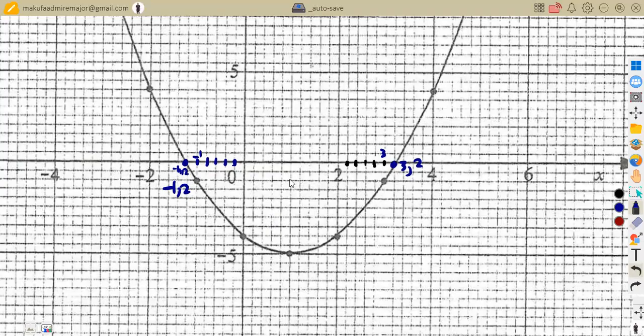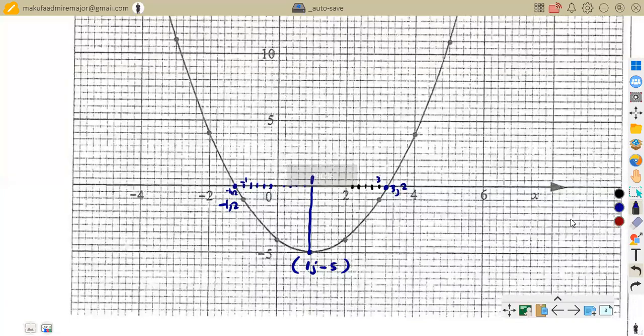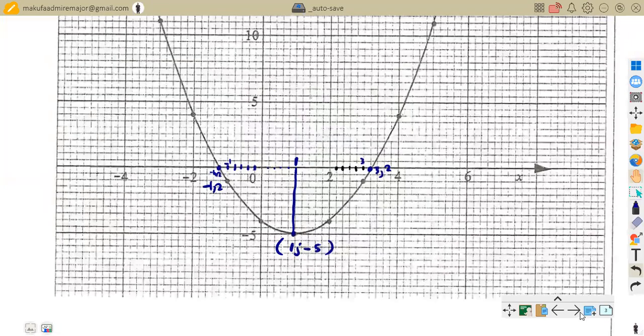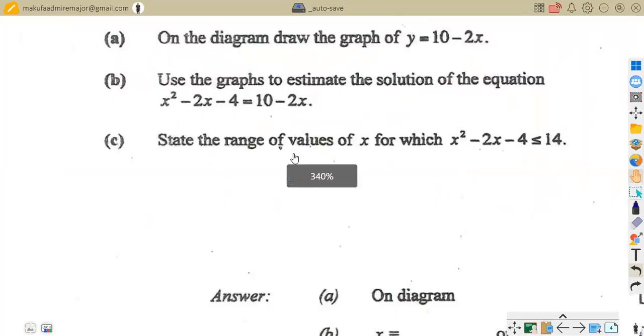And also you've got the turning point in between here. So we have got the turning point here at positive 1, x is 1 here, y is minus 5. So our turning point is at 1, minus 5. So these are some of the things that you're just supposed to analyze before you even attempt your question. All right, so the questions are on the next page.